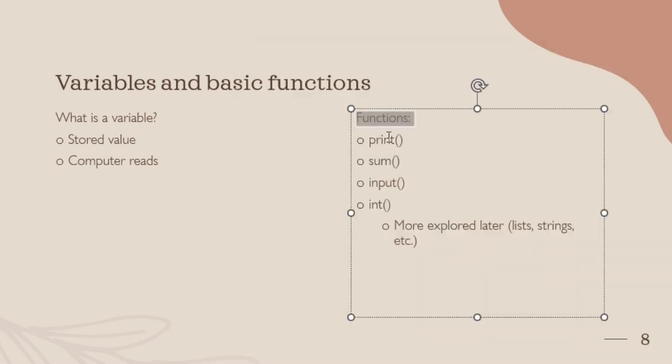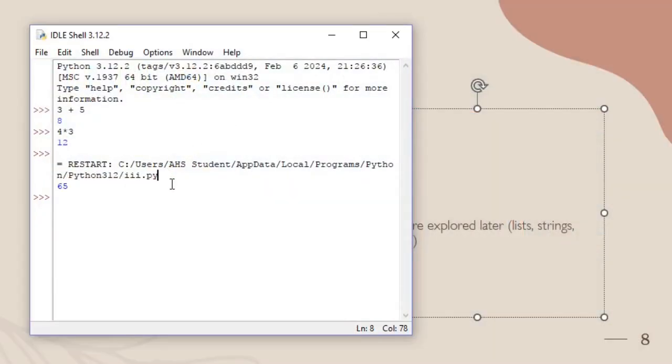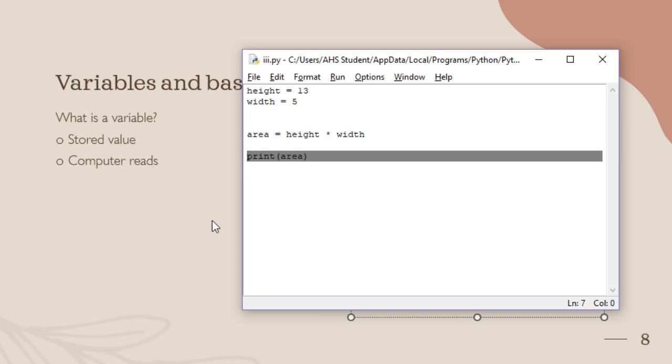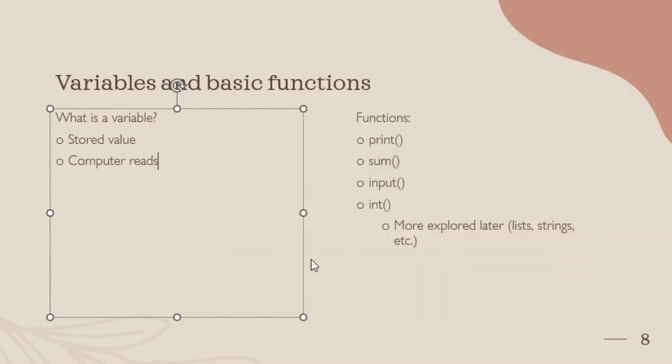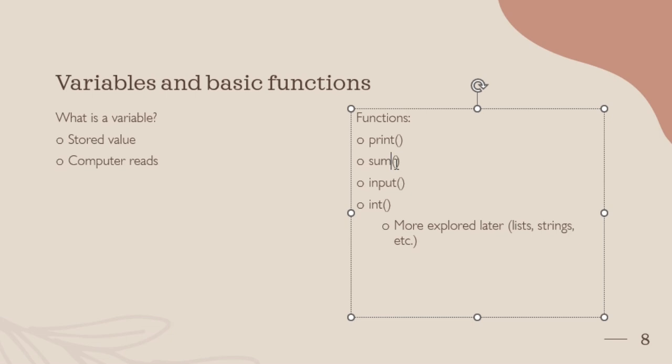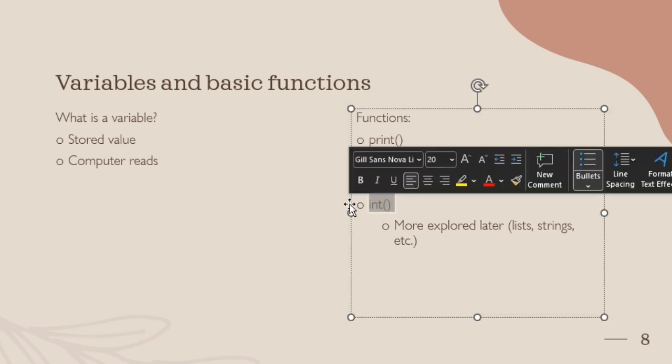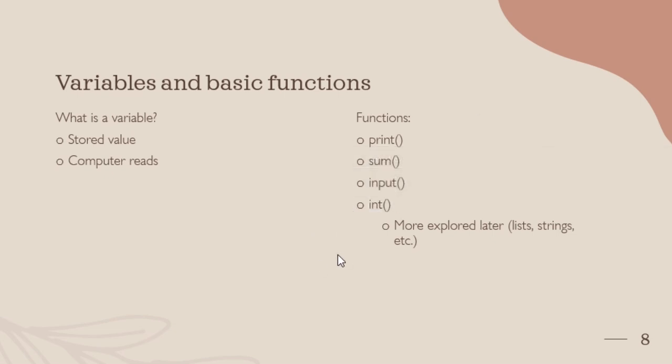Furthermore, we have a list of functions that we can use to our advantage. We have the print function, which I've just done here, printed the area. We have the sum function, so we can sum 2 or multiple different variables. The input function, where it asks the user for an input. And finally, the integer function, although there are many later, but we'll explore them as we discover lists, strings, and others.